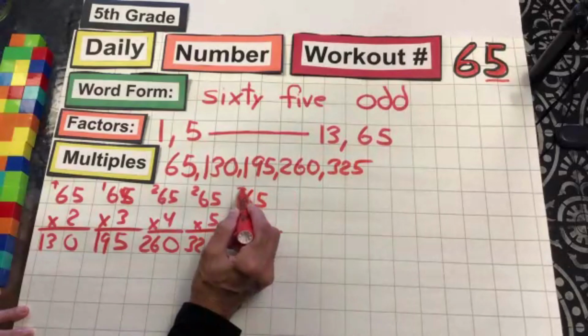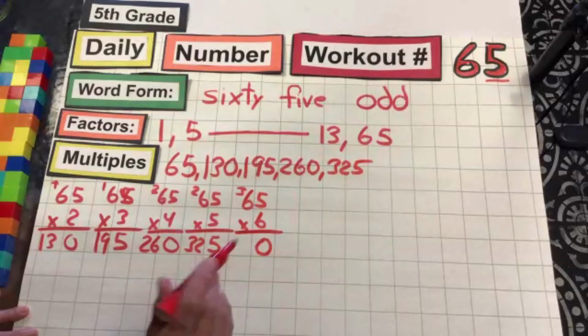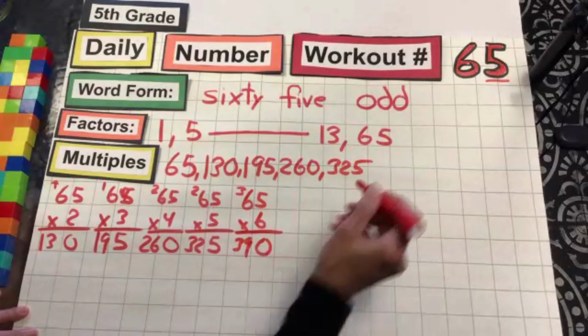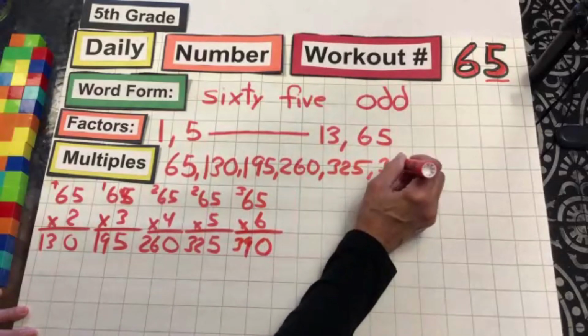65 times 6. 6 times 5 is 30. Drop the 0, carry the 3. 6 times 6 is 36, plus 3 is 39. So that would be 390.